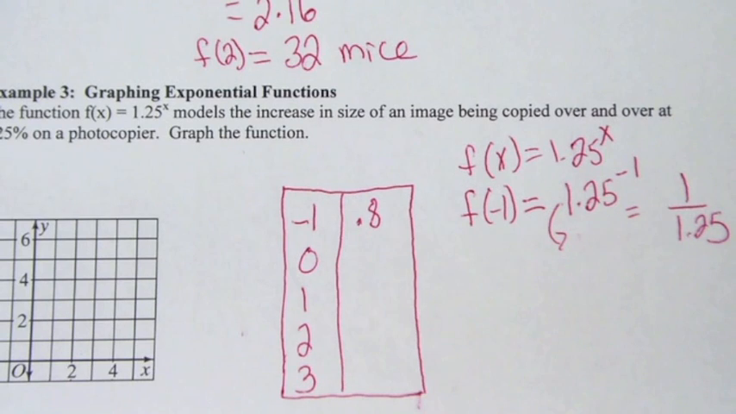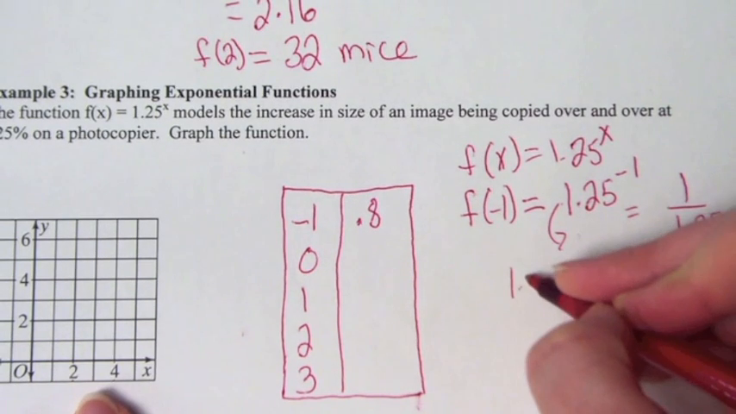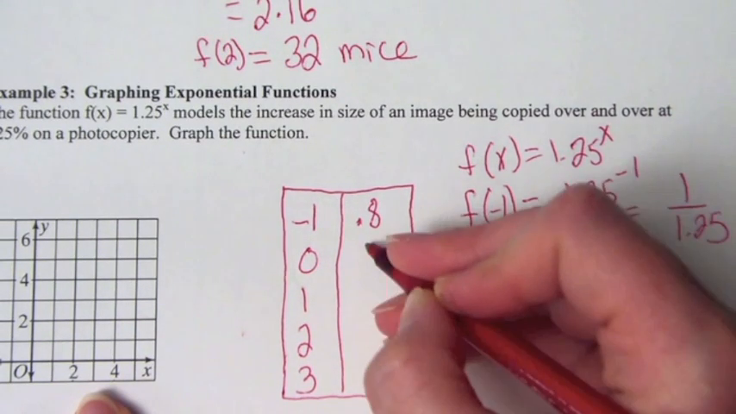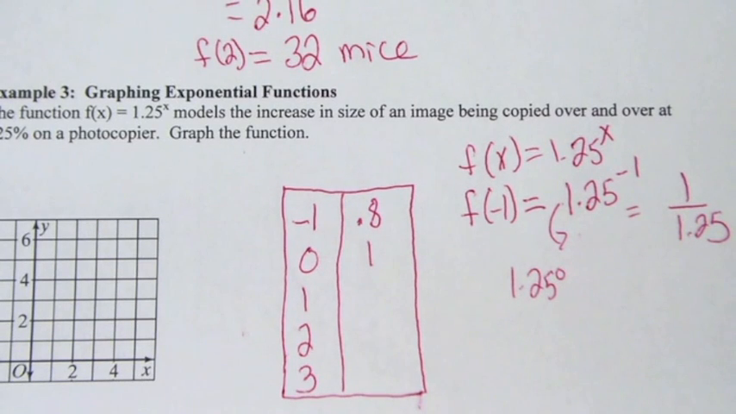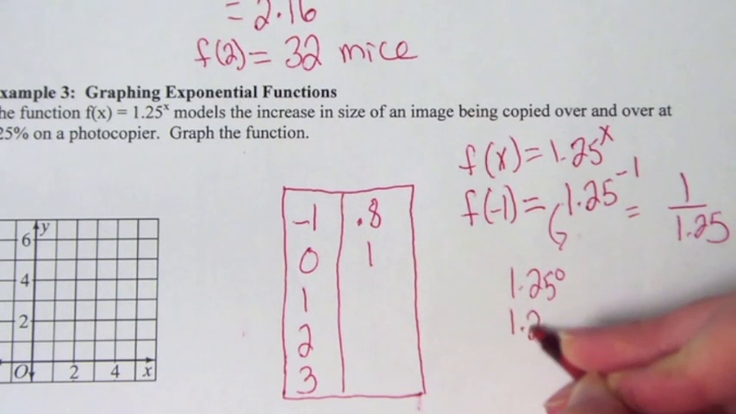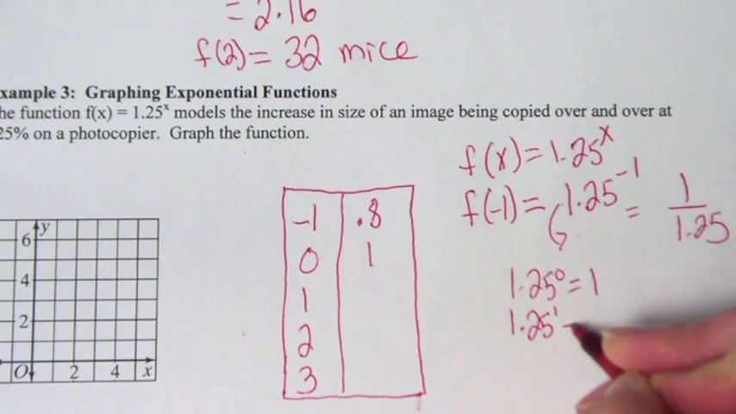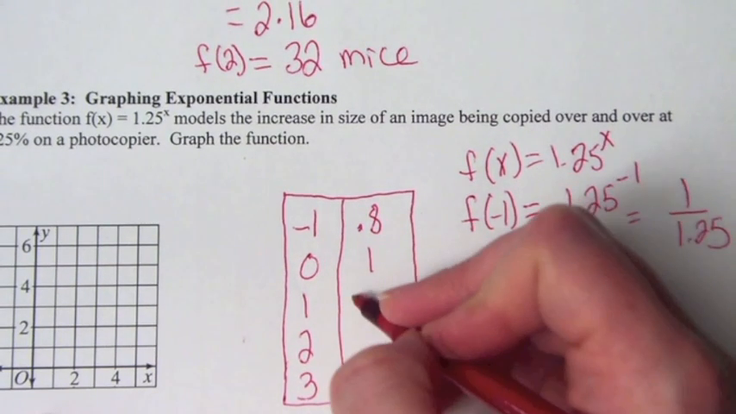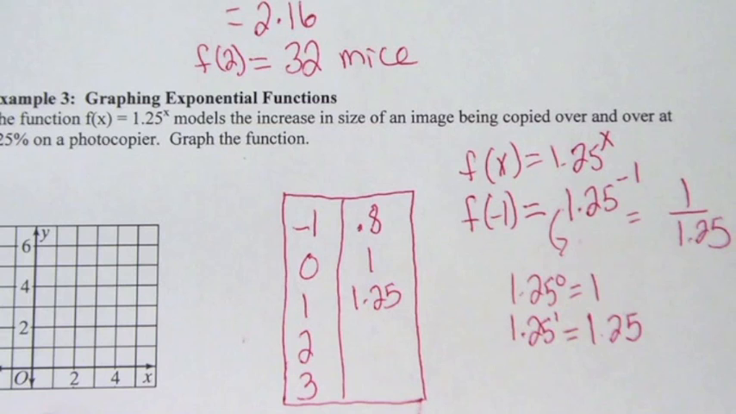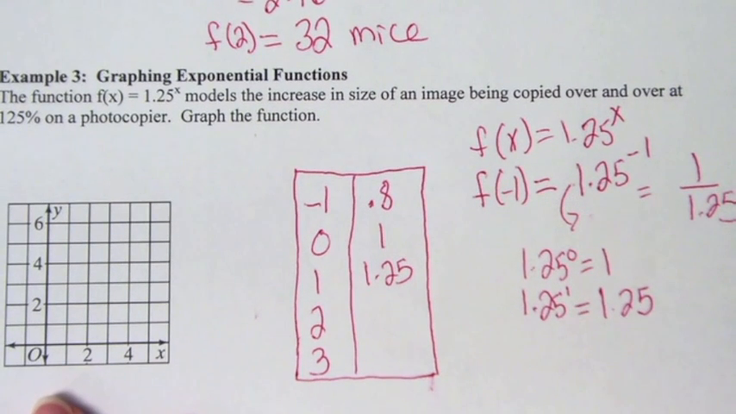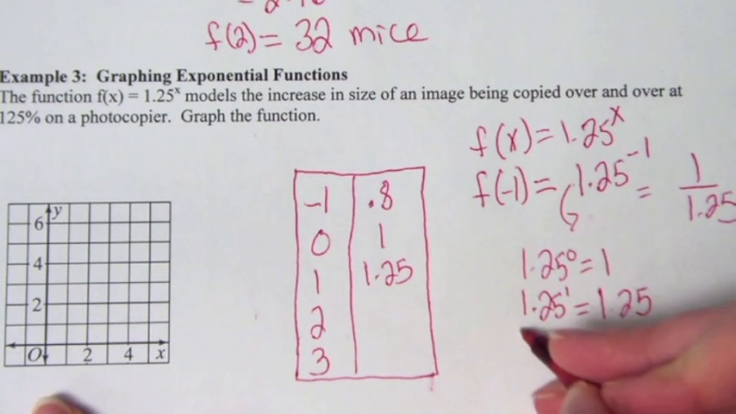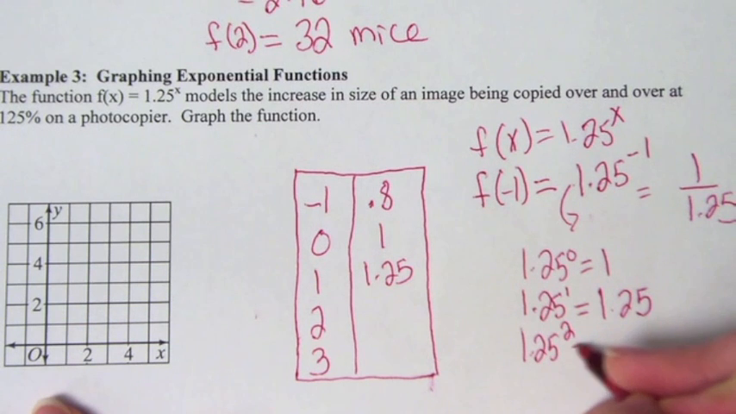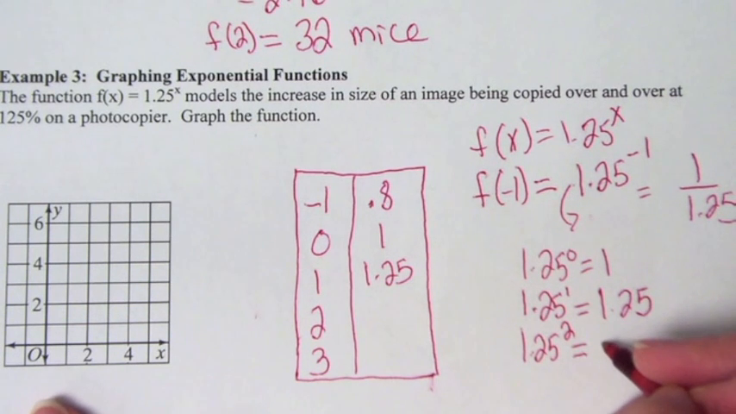What happens if we plug 0 in? 1.25 to the 0 power, you get 1. If we plug 1 in, we get 1.25 to the 1 power. What does that equal? 1.25. Okay, let's plug in 2. 1.25 squared. What do we get?